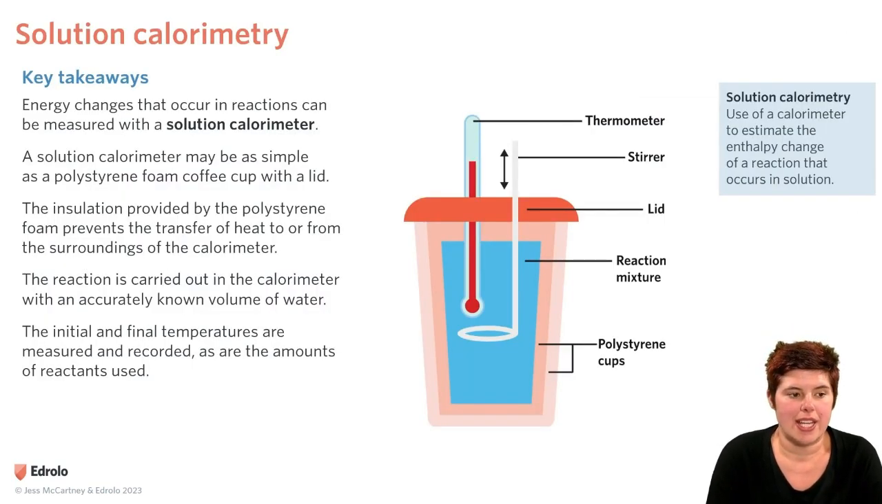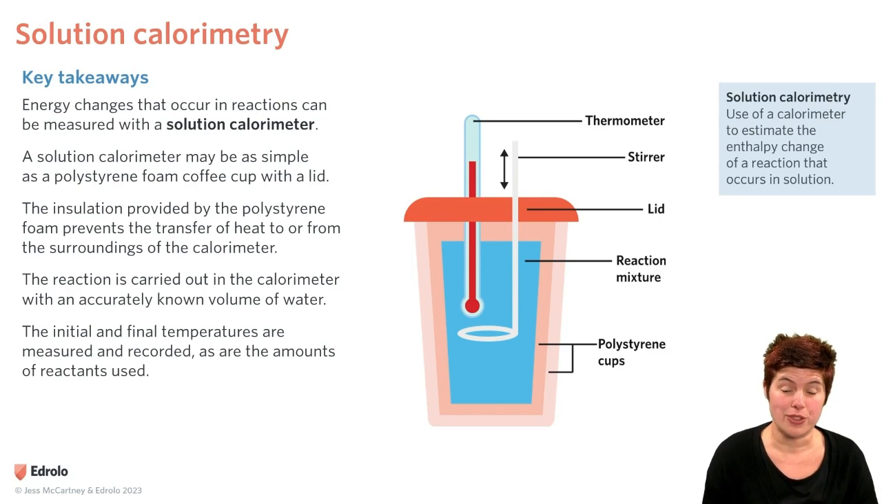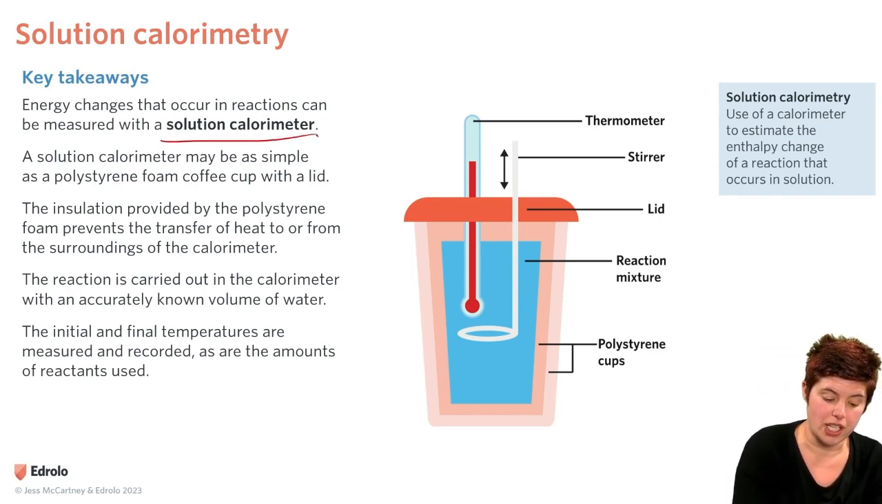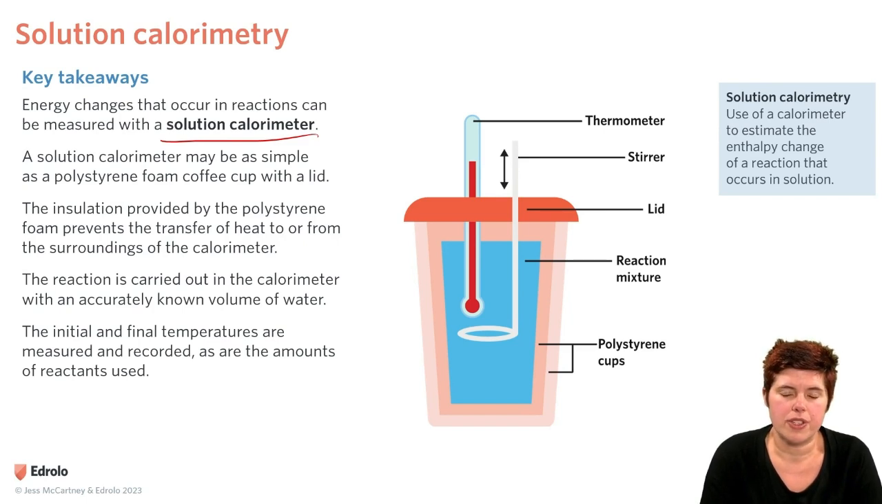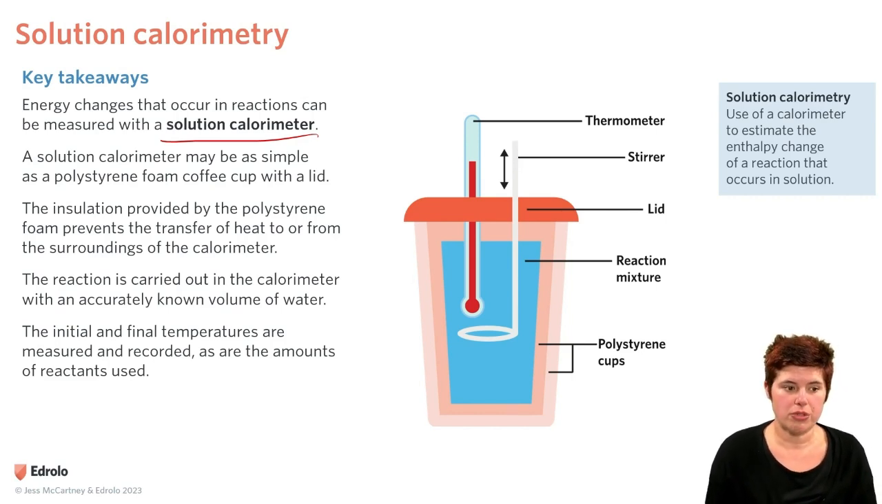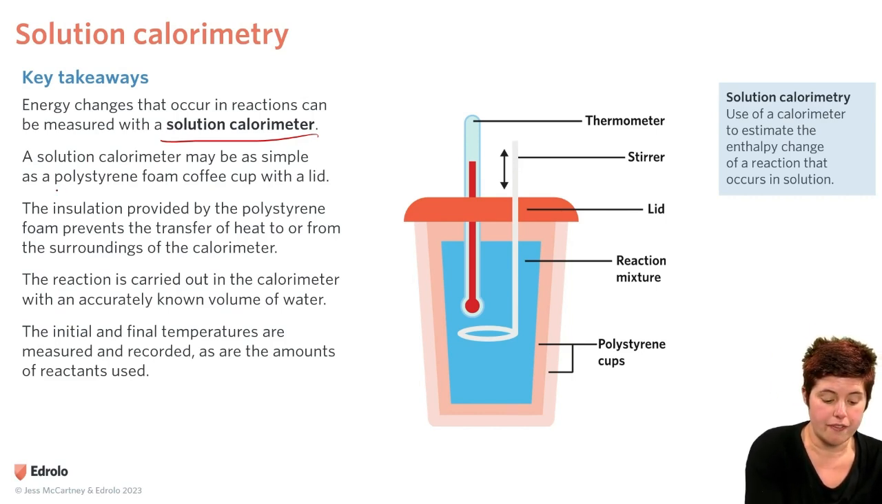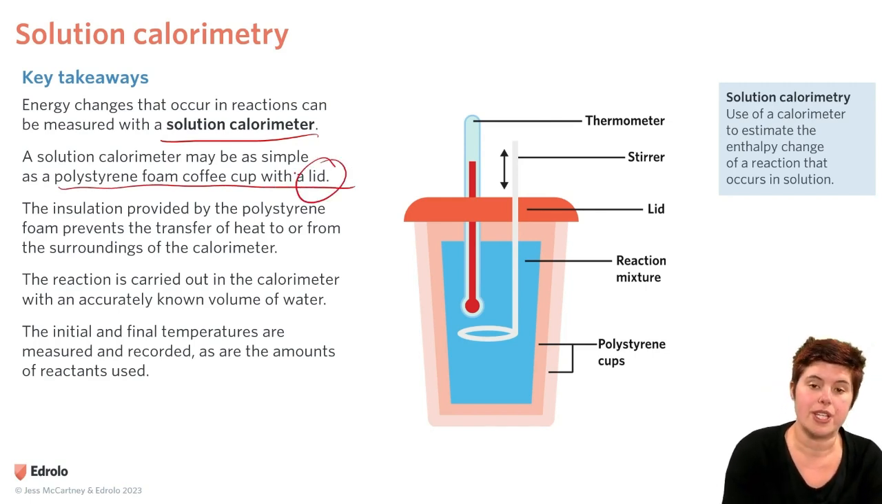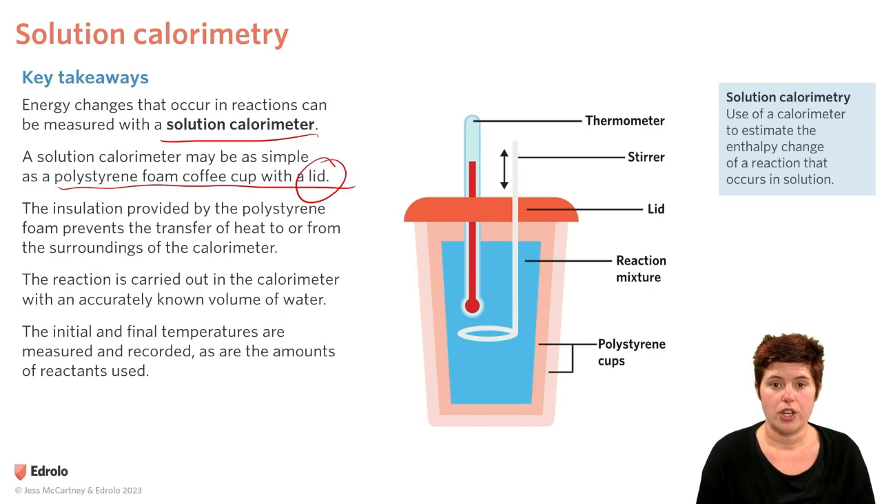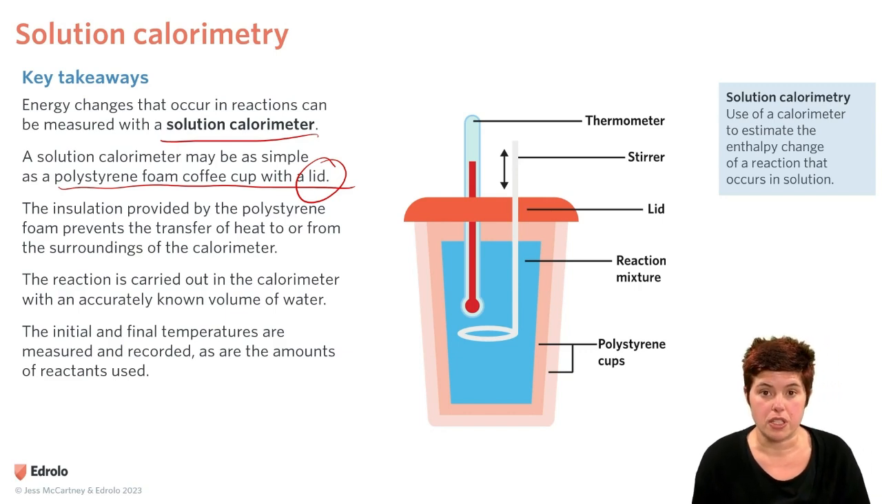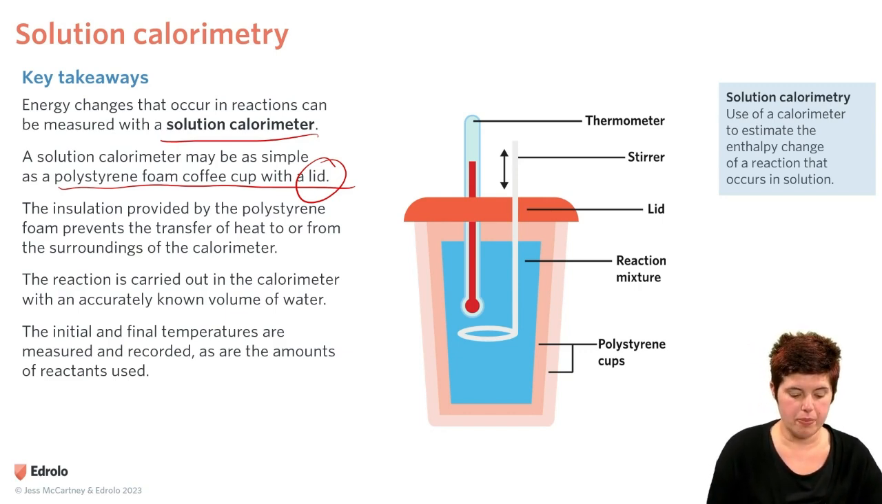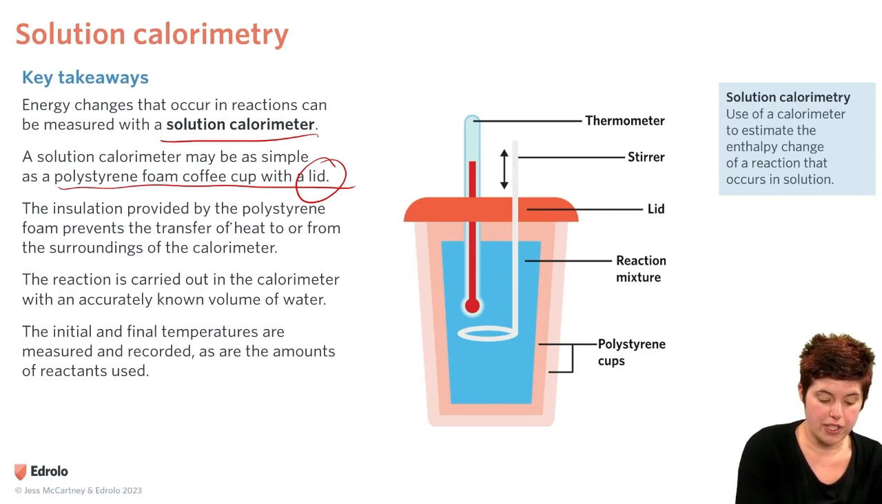When we're looking at energy changes in solutions, so different types of reactions in solutions, we can use what's known as a solution calorimeter. These are very similar to the other calorimeters that we've looked at, but they're actually quite simple. Generally they're made from a polystyrene foam cup and it has a lid. These two things are really important in terms of insulation. Polystyrene is a really well-known insulator and the lid obviously stops the heat from escaping from the top. So the polystyrene prevents the transfer of heat to the surroundings of the calorimeter.